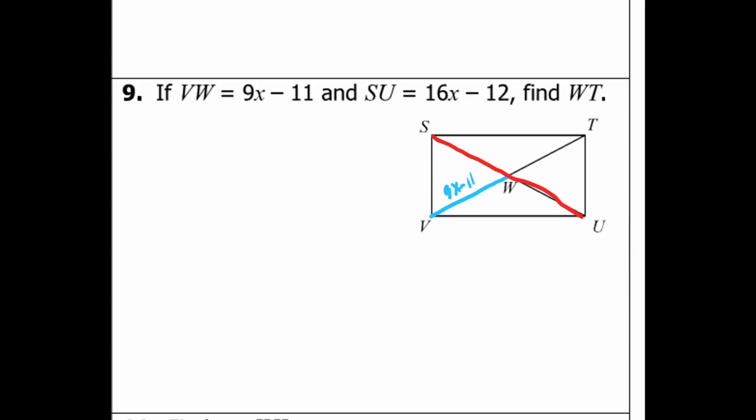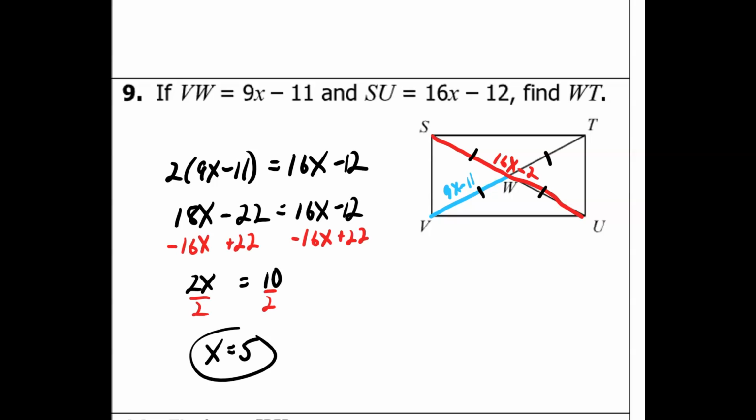So these two are not going to be the same. We know that. And this is 16x minus 2. We know they're not going to be the same, but we know this also. We know that this, and this are all the same. So the red segment, SU, is twice as long as the blue segment, VW. So we could say that two of those VWs, 2 times 9x minus 11, is equal to 16x minus 2. And then go ahead and solve.